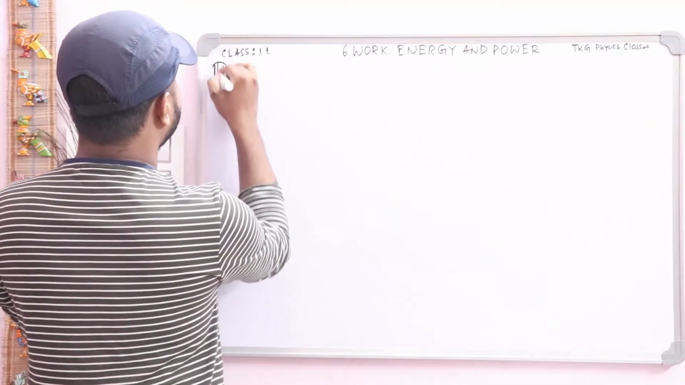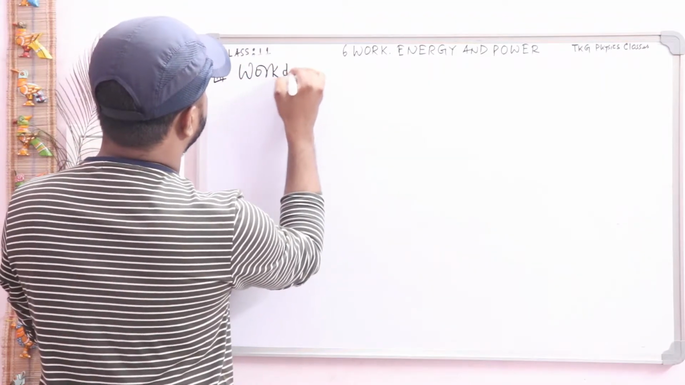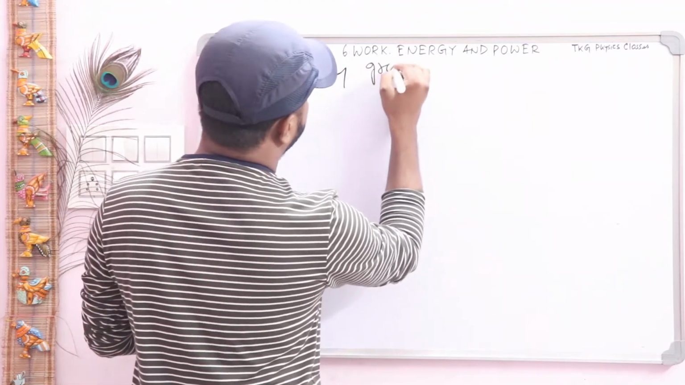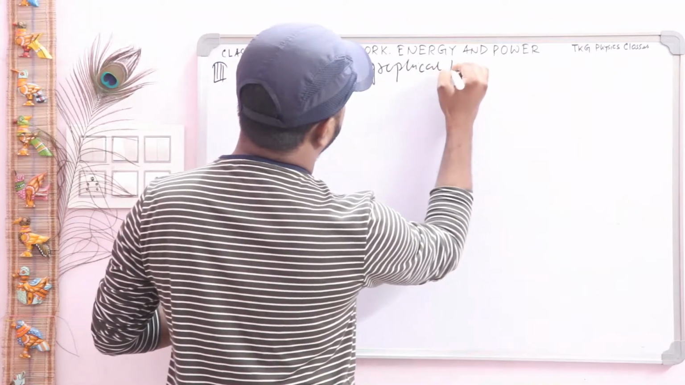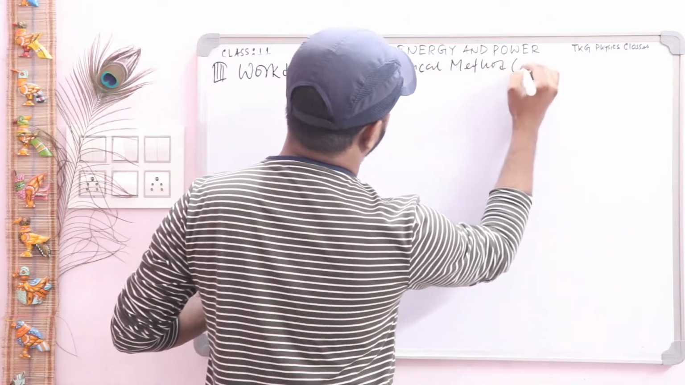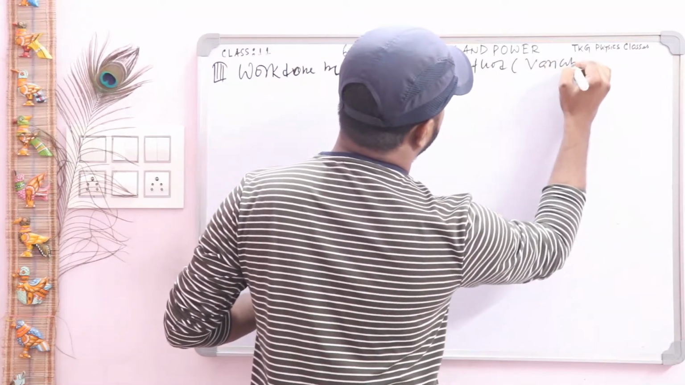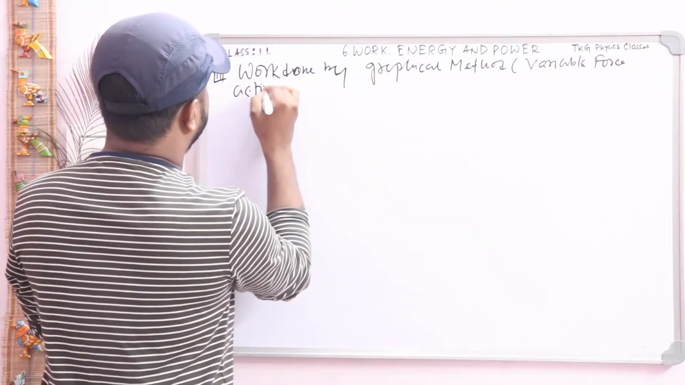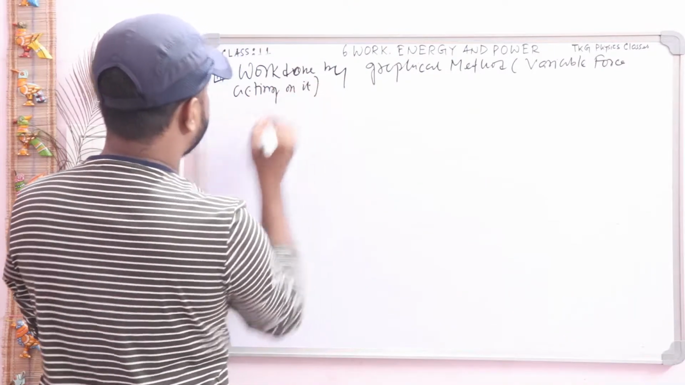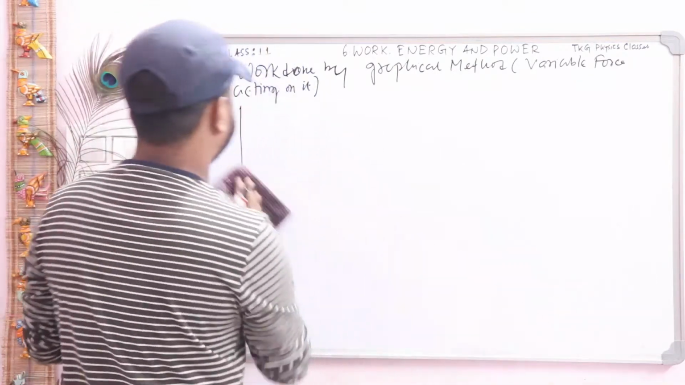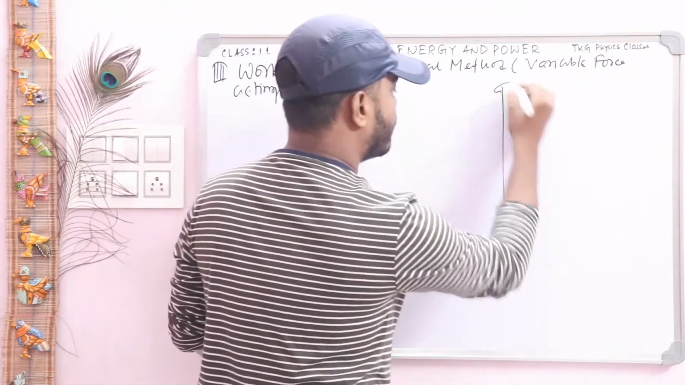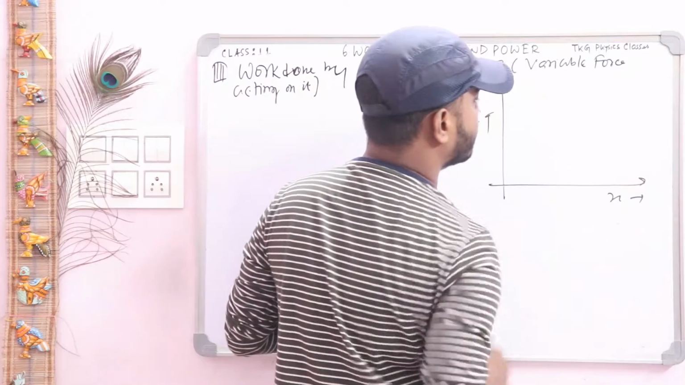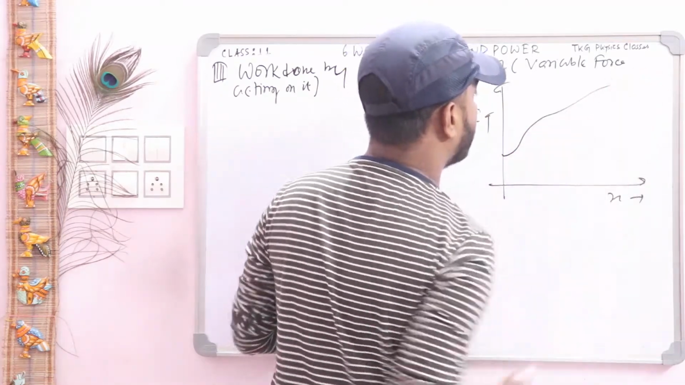So give the next heading: work done by graphical method, when a variable force is acting on it. So at first you draw this diagram. You draw here force versus displacement. This is the direction of force, and along the x-axis is displacement. A variable force acts, so the graph will be like this way.